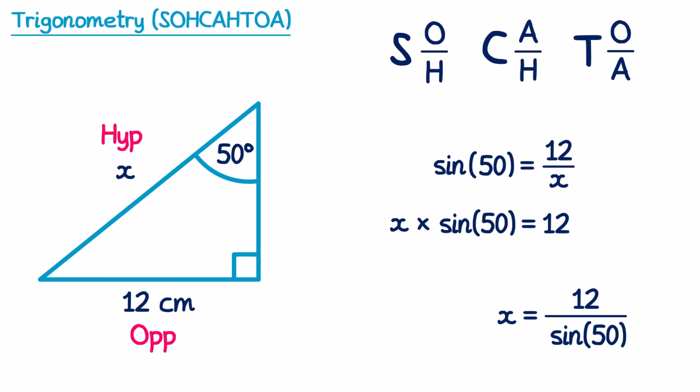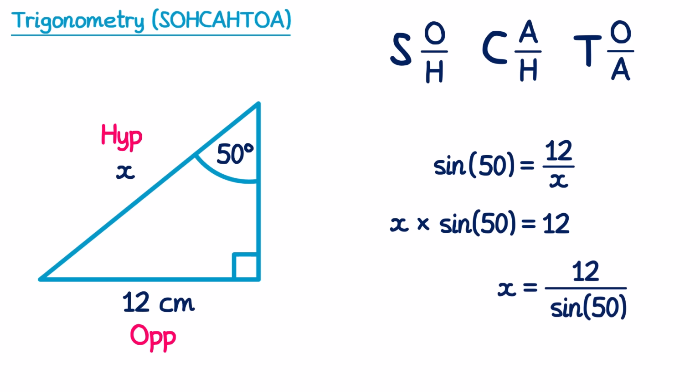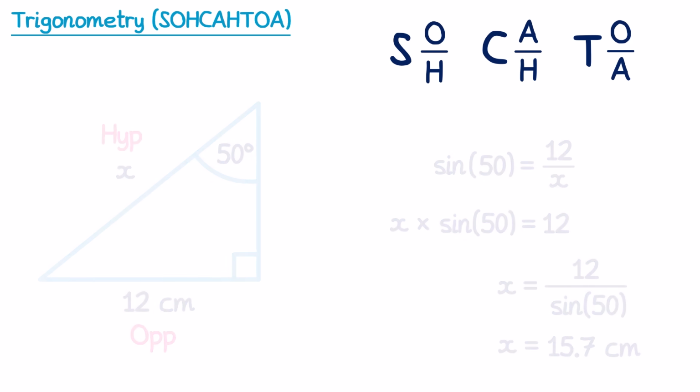over sine 50. And it's actually this bit that we need to type into the calculator. So if you type 12 over sine 50 into your calculator, or 12 divided by sine 50, your calculator will give you the value of 15.664 and so on. If we round this off to 3 significant figures, it would be 15.7 centimeters. Let's try another example like this one.